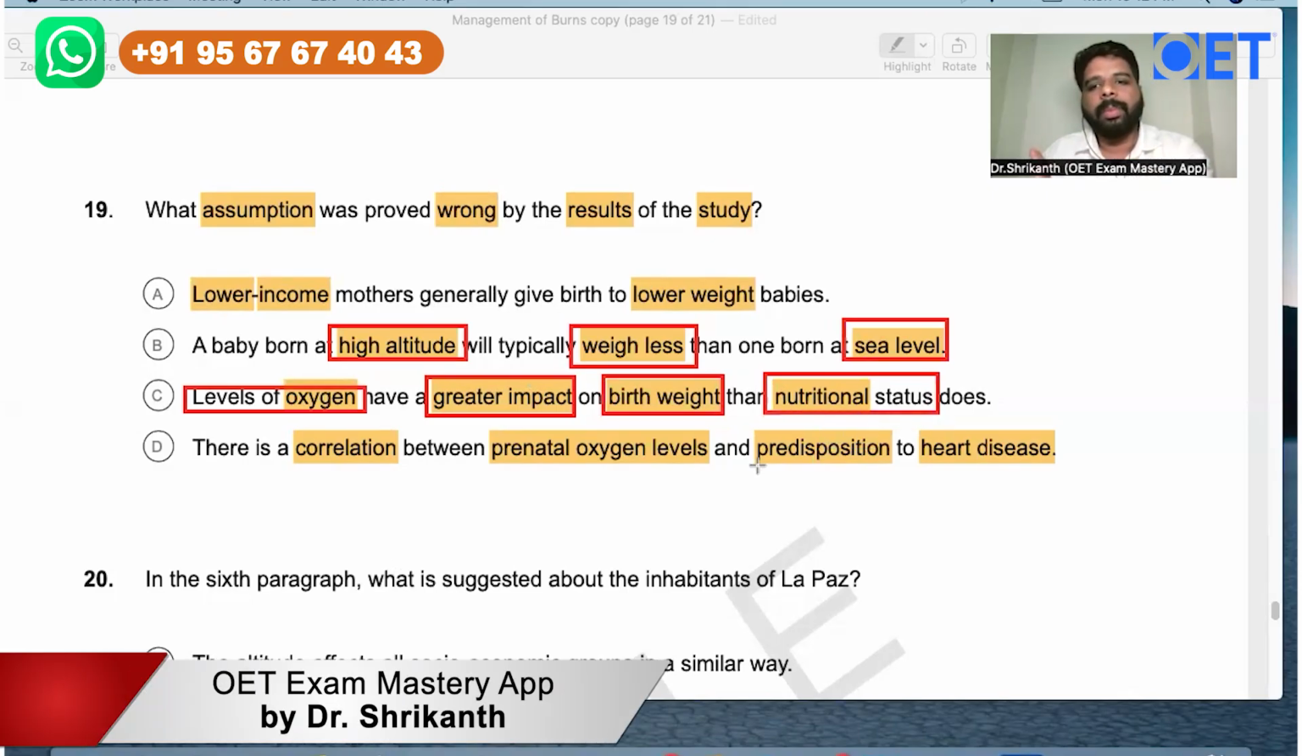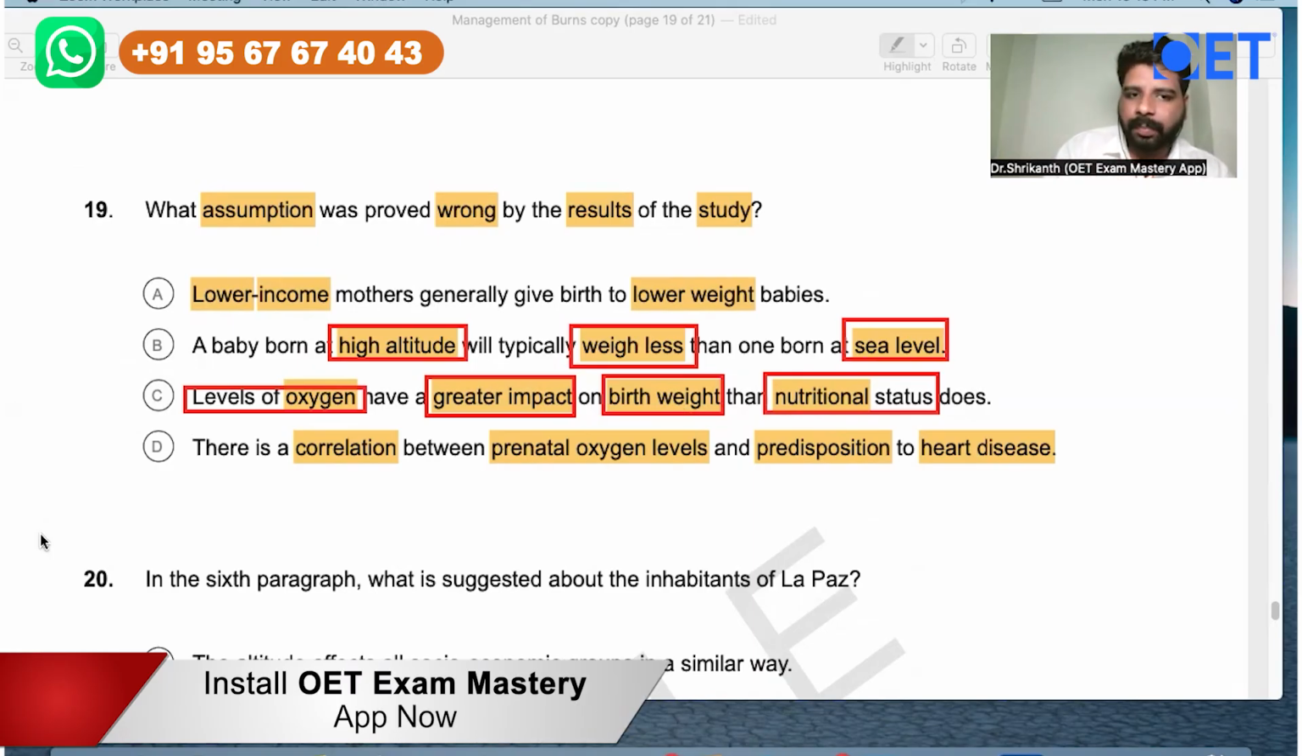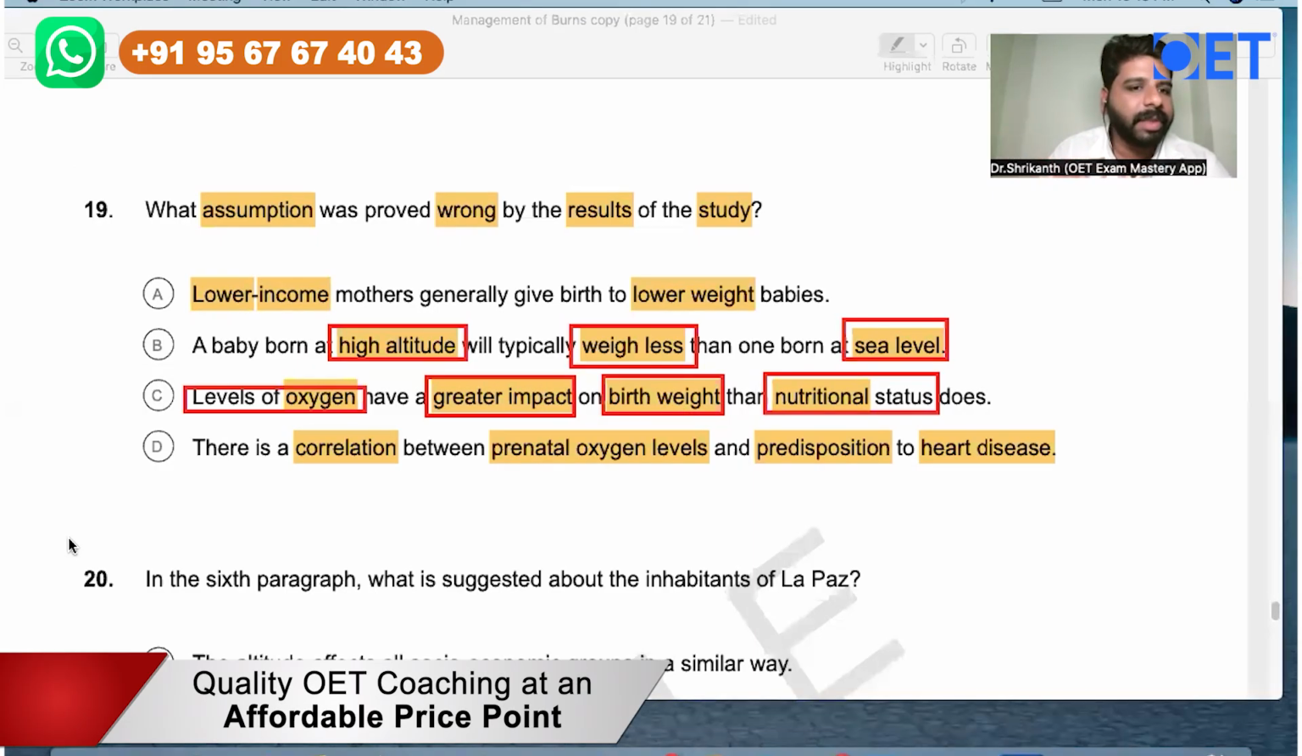Okay, so what is more important than nutrition when it comes to birth weight? Levels of oxygen. So every single keyword is mentioned over here. But can we choose answer option C even though it is completely mentioned? Here you have to understand whether answer option C is an assumption or whether it was a study. So assumption basically means what? A belief system.